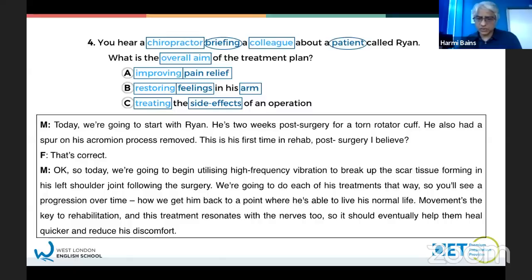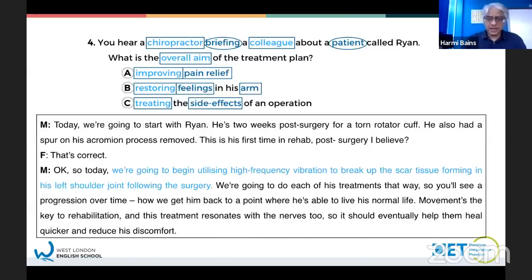We're going to do each of the treatments that way, using this high frequency vibration. We're going to do each of his treatments that way. So you'll see a progression over time and how we get him back to a point where he's able to live his normal life. Movement's the key to rehabilitation. This treatment resonates with the nerves too, so it should eventually help them heal quicker and reduce discomfort.